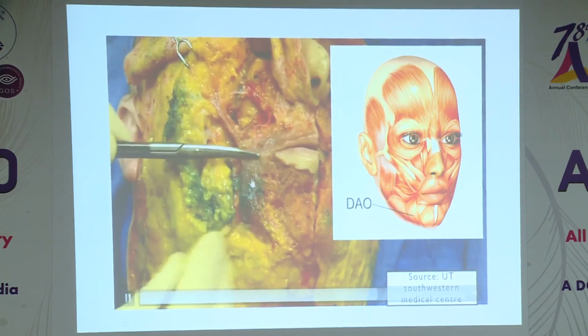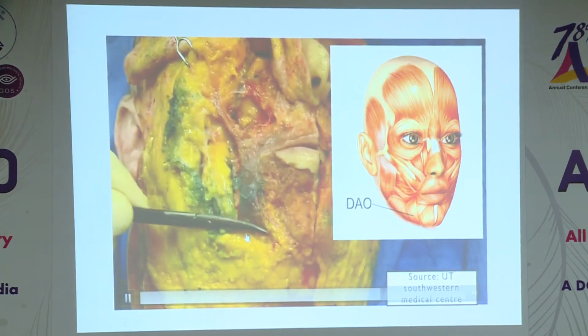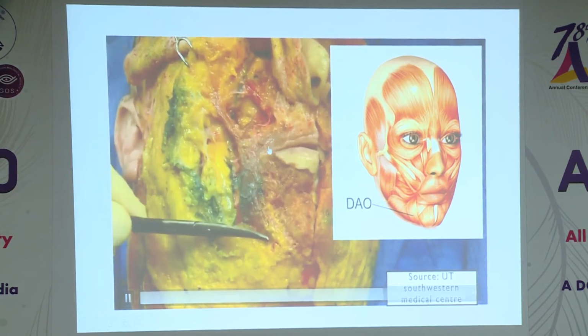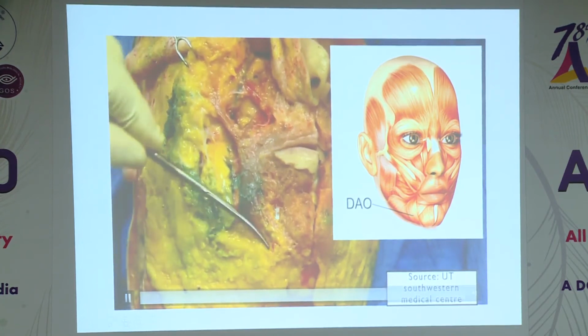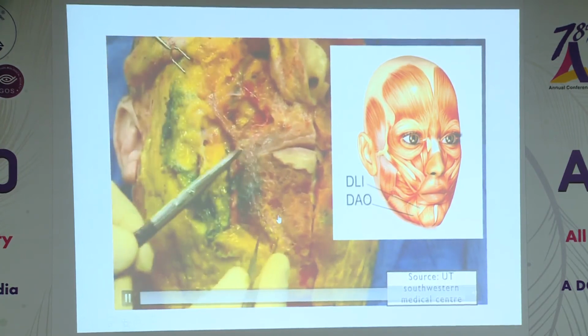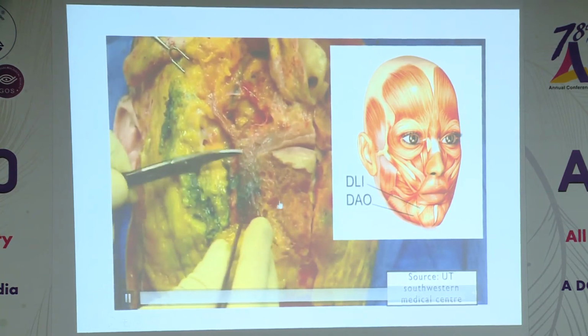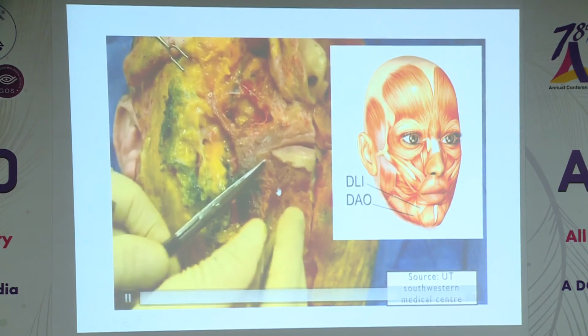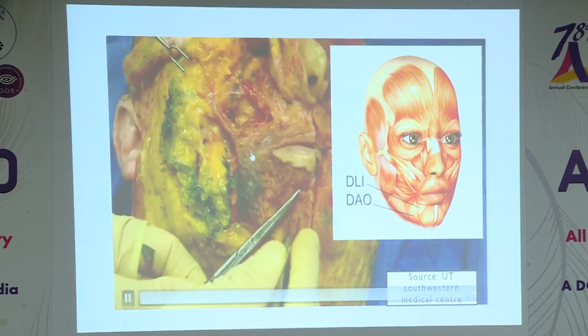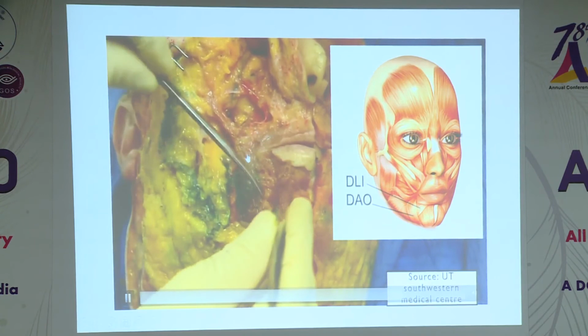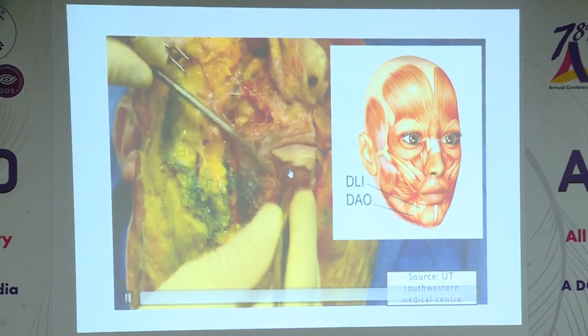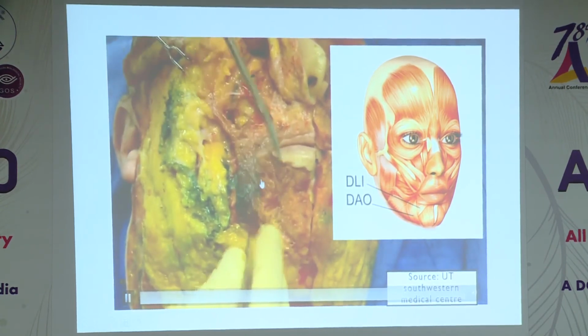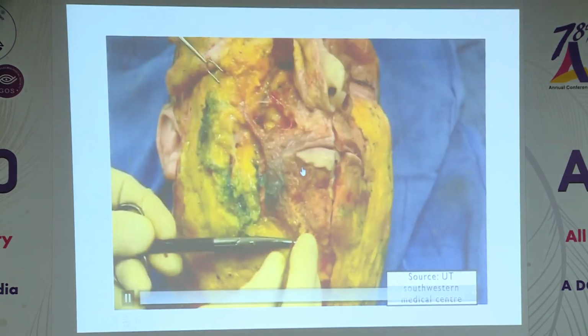Next important muscle to be remembered is DAO, depressor anguli oris, which depresses the angle of the mouth, and the relation of it is with depressor labii inferioris, which is here. So this depresses the lower lip. You must inject here when you are injecting for lips. Inject in this area, never go medially, inject laterally, because you don't want chewing difficulties in the patient.